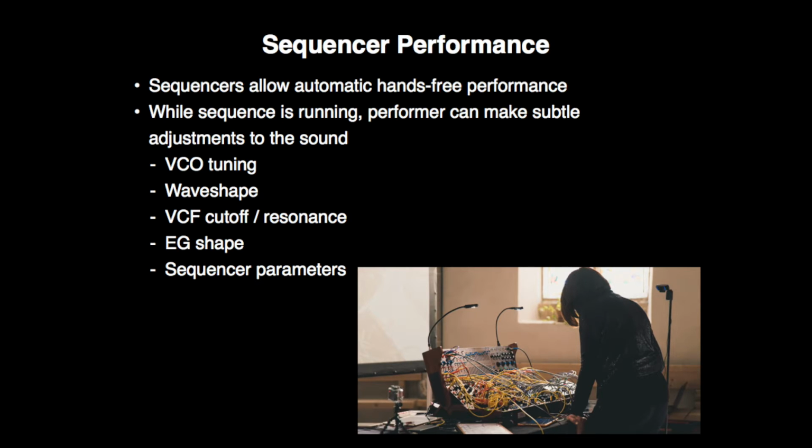So while the sequence is running, the performer can make subtle adjustments to the wave shape or the tuning of the oscillator or the filter's cutoff or resonance or the shape of the envelope or even to some parameters of the sequencer itself. So they might change the voltage on a particular sequencer step so that the sequencer is looping and then all of a sudden one of the notes changes, or maybe a couple of the notes change, or maybe the speed of the sequencer changes. The music is able to speed up and slow down. So the sequencer allows all those possibilities.